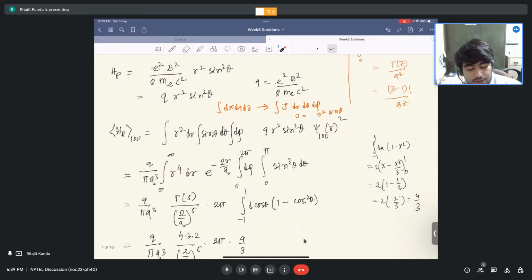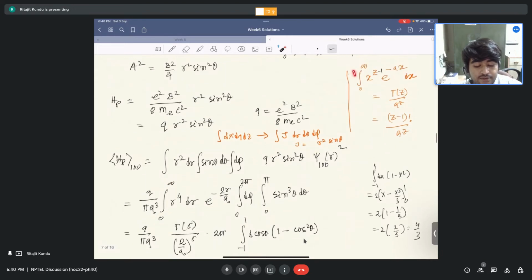Okay, so now let's collect all of these terms which have r dependence. I can separate out all of the r dependence from this integral. One r square is here, and there is another r square which came from the a square. So now I have r to the power 4, and there is e to the power minus 2r by a naught which came from the wave function, and this integration goes from 0 to infinity. Now this matches very well with this kind of integration, right?